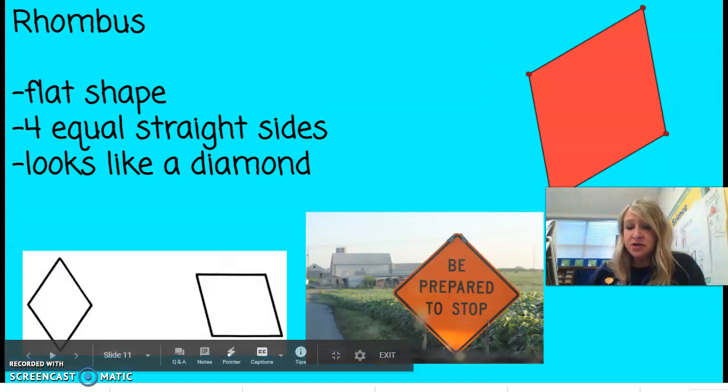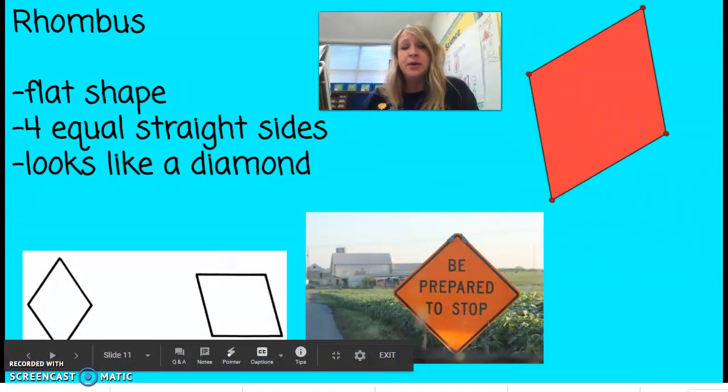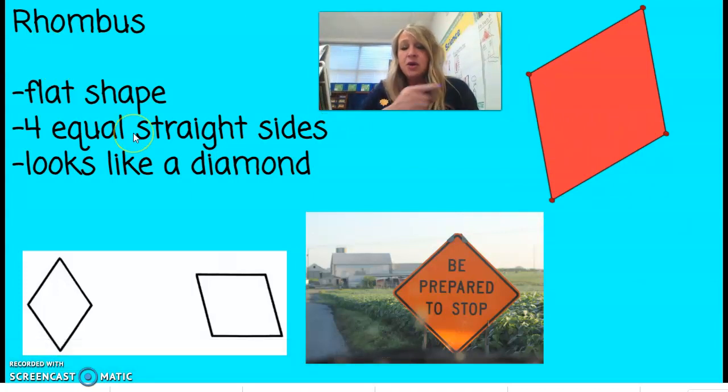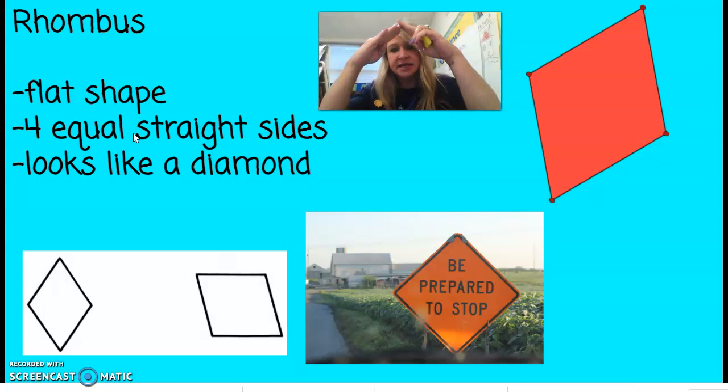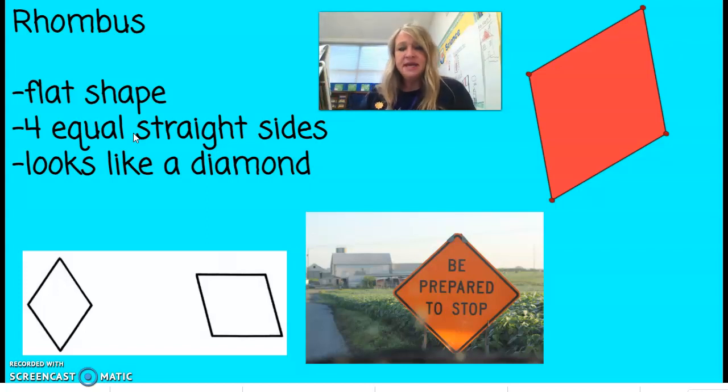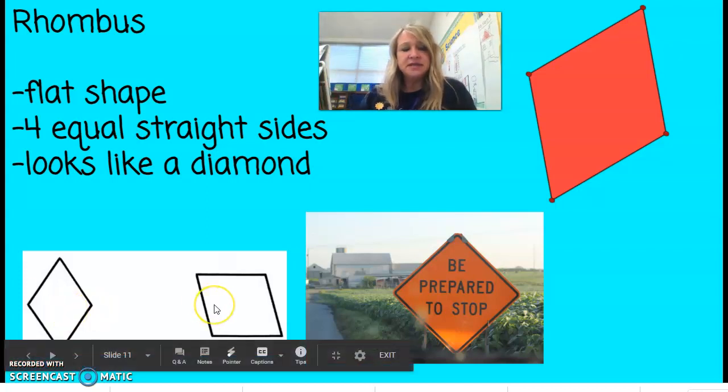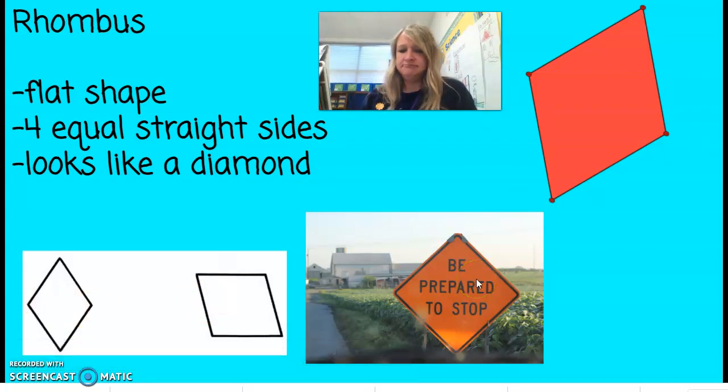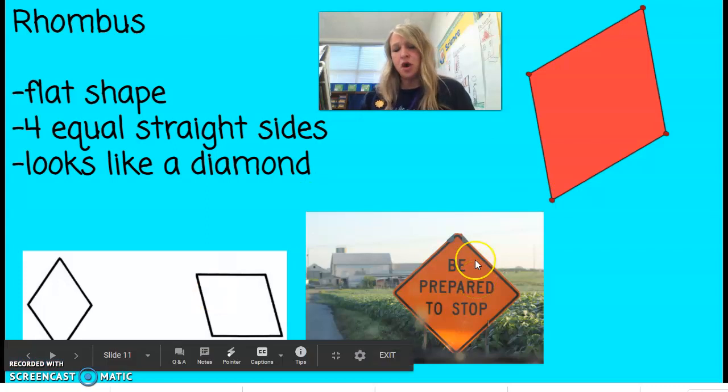And we have another new shape to learn today. It's called a rhombus. Say rhombus. A rhombus right there, that is a flat shape. It has 4 equal straight sides, and it looks like a diamond. Okay? Here are some examples of some rhombuses. That one could be a rhombus if the lines were just slanted a little bit better.